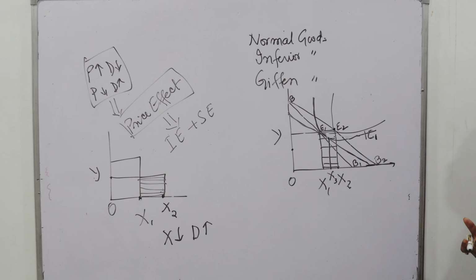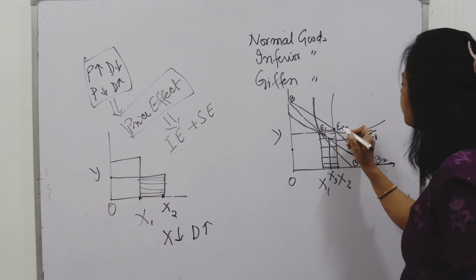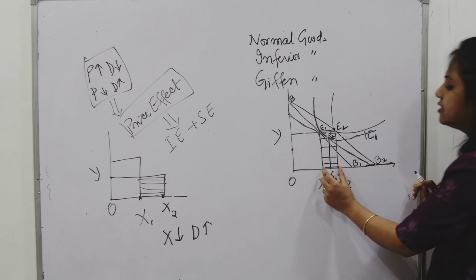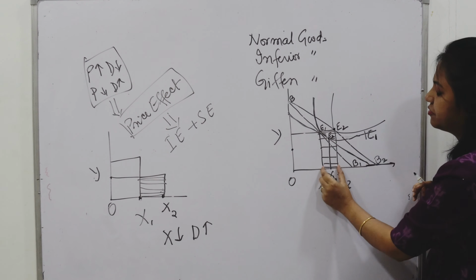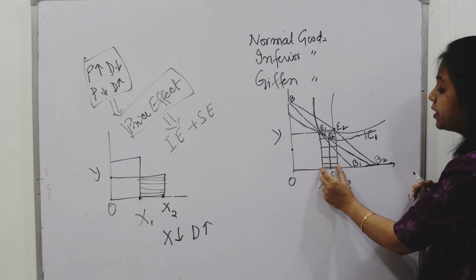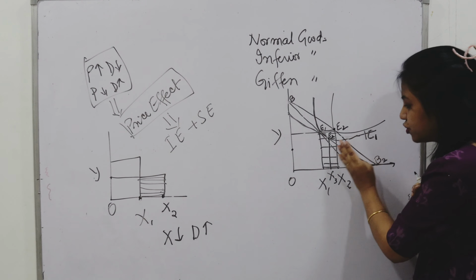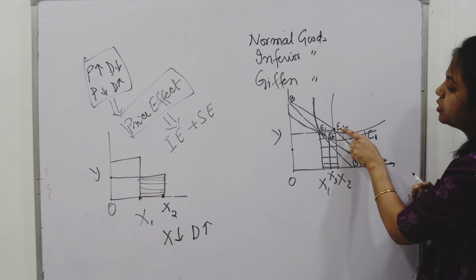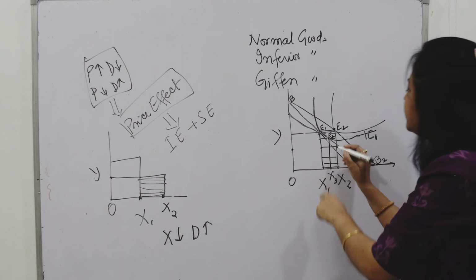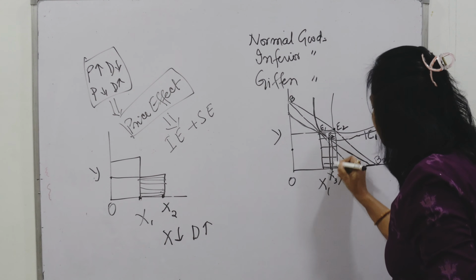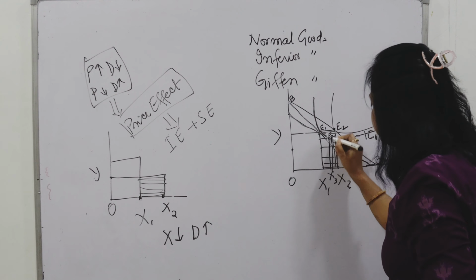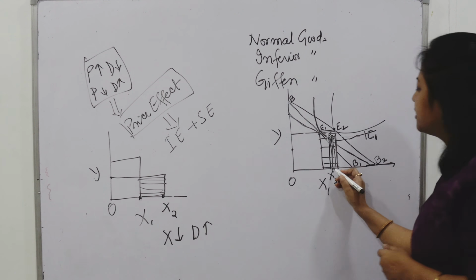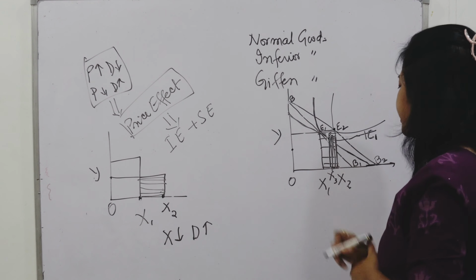Now what is the meaning of it? I am moving from E2 to E3. The meaning of this is that this total area was my price effect. But because I have reduced the purchasing power, as a result of this I shifted from E2 to E3, and this difference is known as the income effect. This part is known as the income effect.